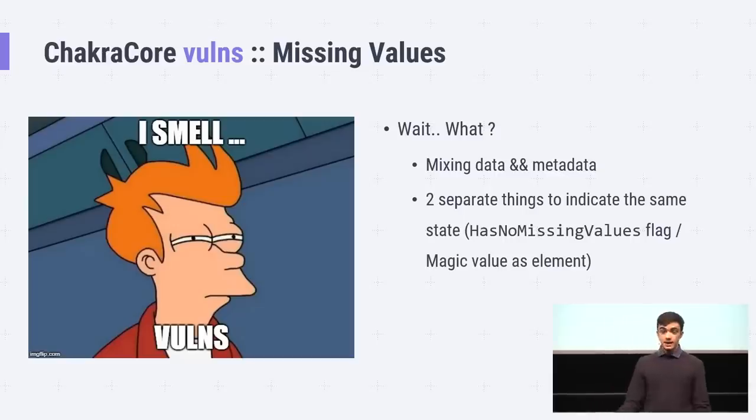What happens if we can get the has-no-missing-values flag to be set to true, and therefore says that we don't have any holes, but we actually have a missing value in the array? Also, we mix data and metadata together, because if the constant is being used in a control flow, that could be interesting for us if we can fake it. And it turns out that we can actually fake a missing value.